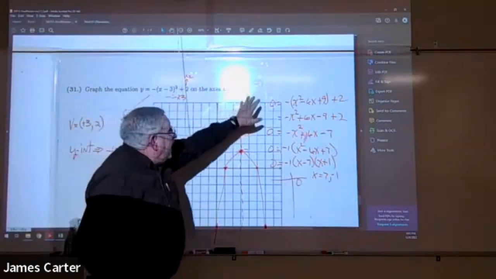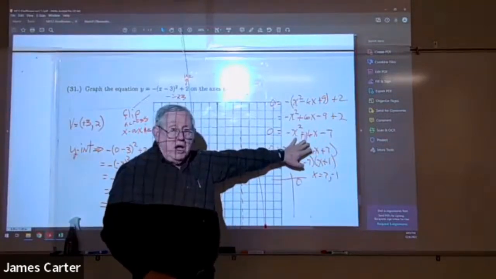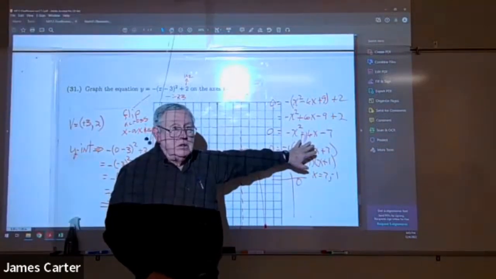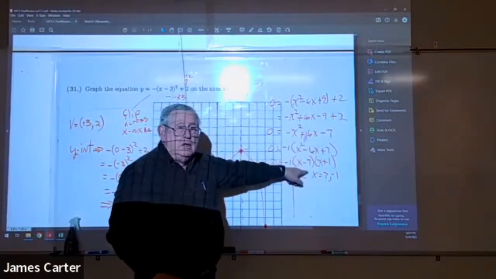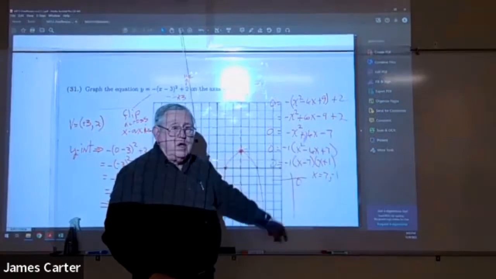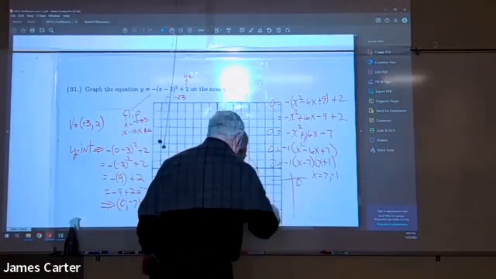Now, they did not ask you to do this on this problem. It's possible they could. Okay, and if this won't factor, then you can always throw it into the quadratic formula and get those two numbers.